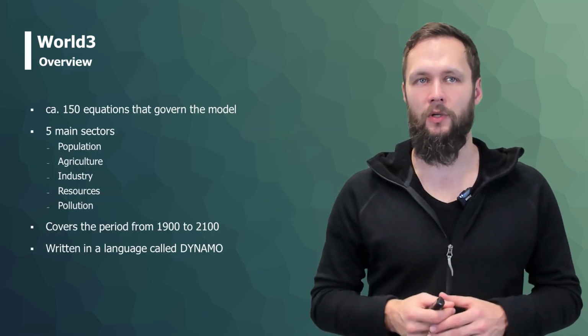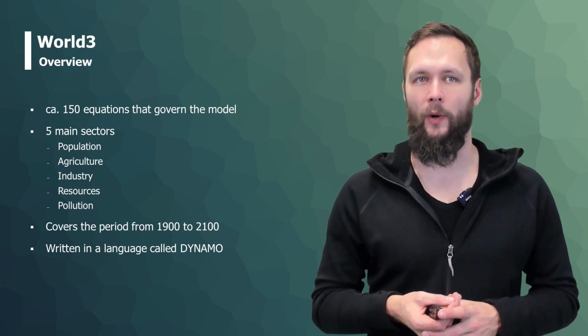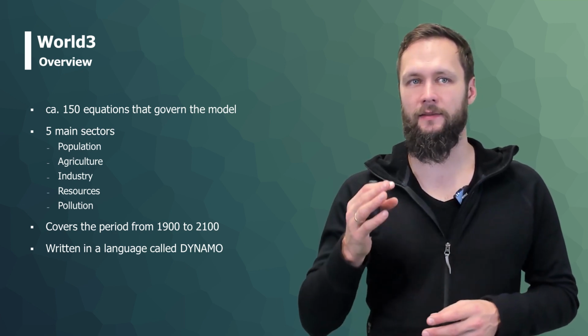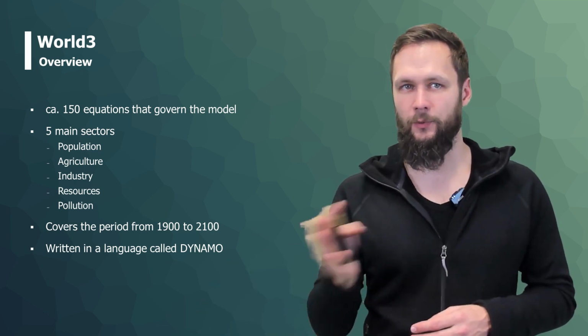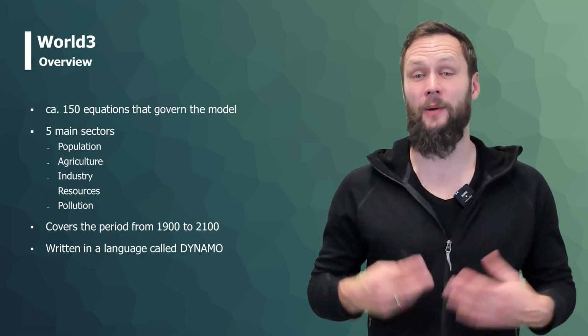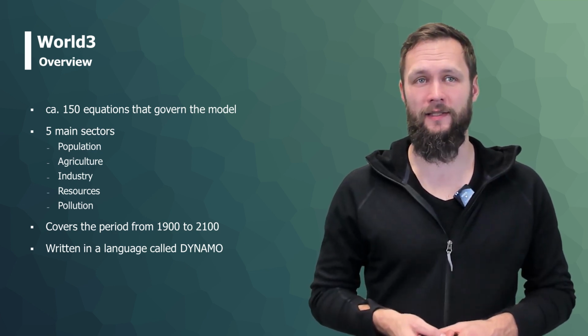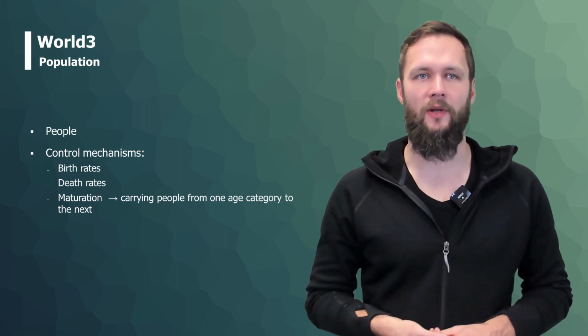Those 5 model components are more or less governed by roughly 150 equations, and they cover the time from 1900 to 2100, as we already called, and they are written in a language called Dynamo. So now let's have a look at these 5 model components in a little bit more detail. So first, let's start with population.